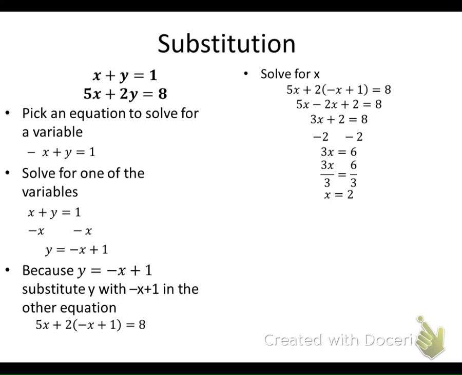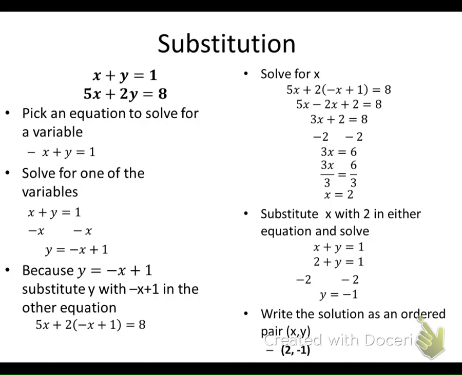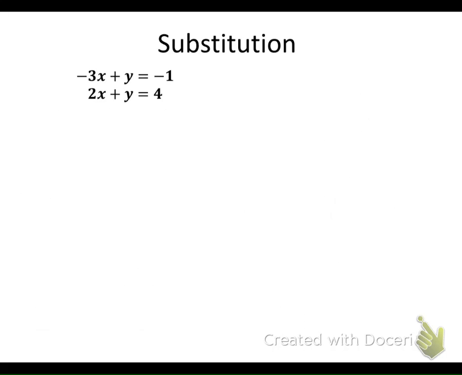Once again, I can't end there. I've got to put it back into one of the original equations so I can find y. That first one was so easy looking that I'll do that substitution. Replaced my x with a 2. I can subtract it on both sides, and y is equal to a negative 1. Write it as an ordered pair, and it is 2 and negative 1.